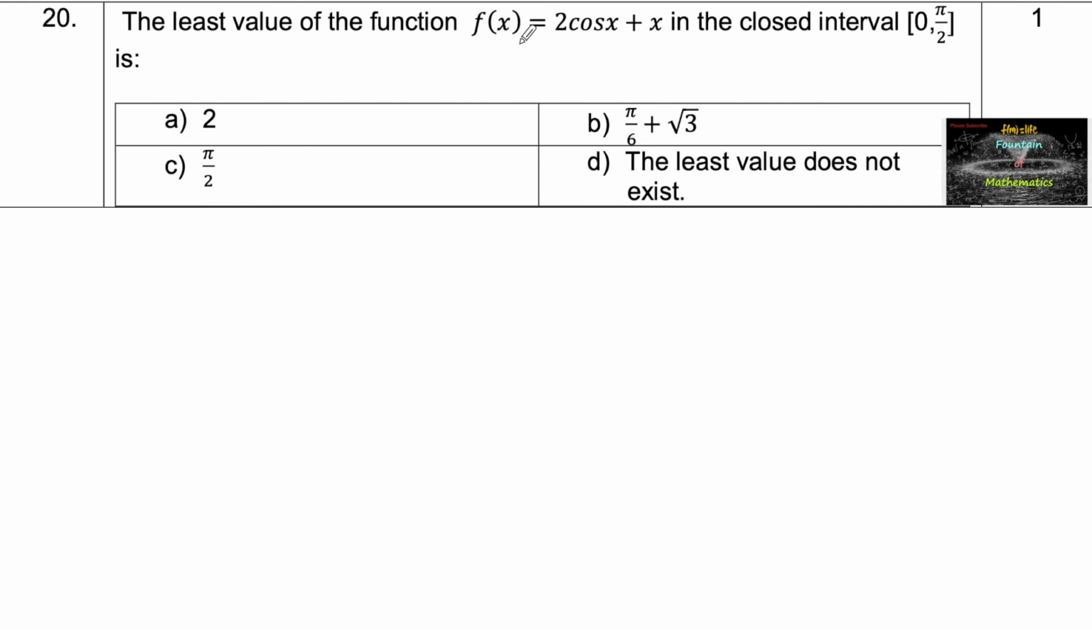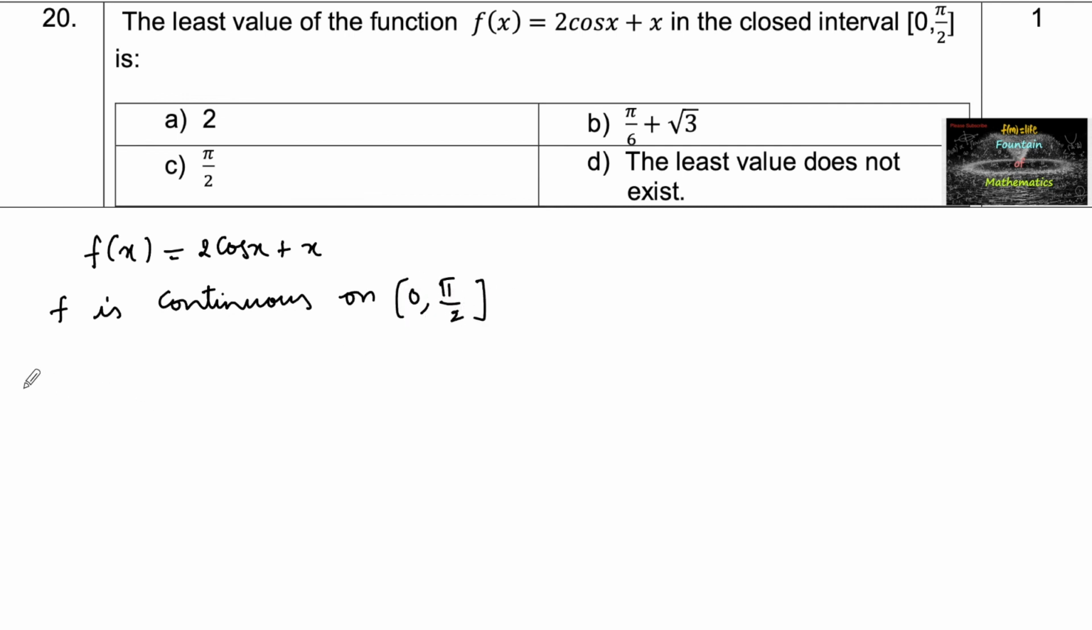Okay, the least value of the function f of x is equal to 2 cos x plus x. Clearly this function f is continuous on the closed interval 0 to pi by 2, and f is differentiable on the open interval 0 to pi by 2.